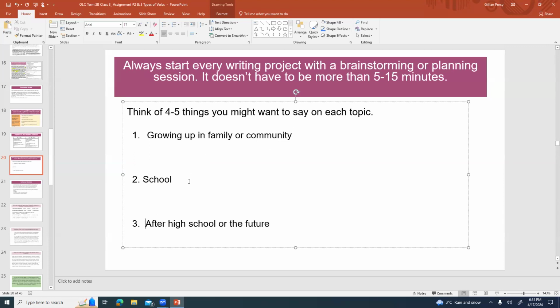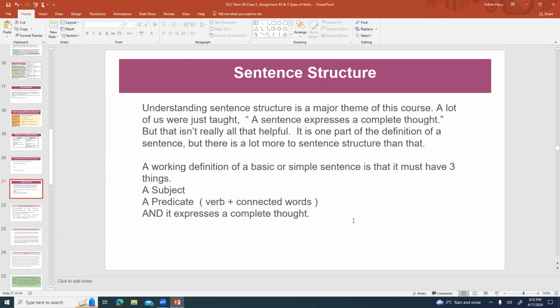So I would brainstorm some ideas for each one of these. And then it's really easy for me to go through, look at my idea, and craft a nice sentence about it.